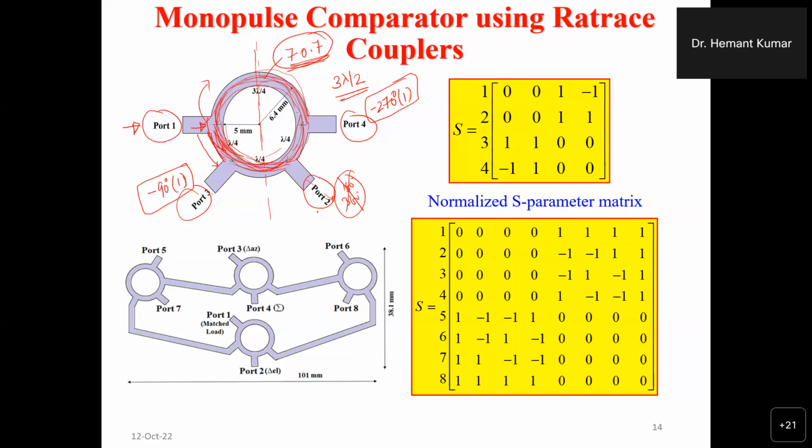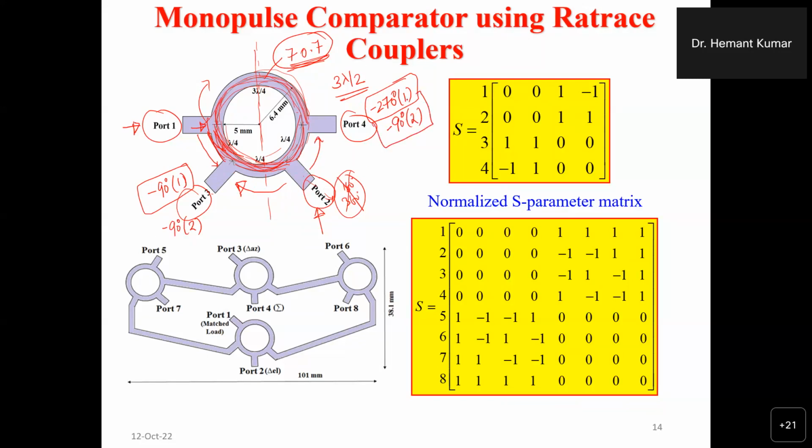What about the input if I provide it at port 2 simultaneously? If you give the input at port 2, from port 2 to port 3, how much is the length? Lambda by 4. So from port 2 to port 3, the output will be minus 90 degrees, right? And from port 2 to port 4, how much is the difference? 90 degrees. So you will get 90 degrees for port 2. And from port 2 to port 1, you will not get anything because these two ports are isolated.